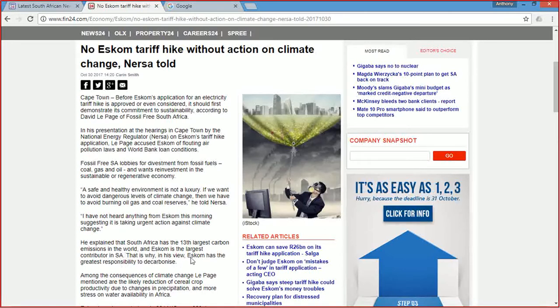Okay, good. So even look at this. In the article, this paragraph here at the bottom says he explained that South Africa has the 13th largest carbon emissions in the world. Okay, so there are hundreds of countries in the world, and we are number 13 in terms of being the largest carbon emissions polluter. Yes, sir. And that's why Eskom has the greatest responsibility to decarbonize. Decarbonize obviously meaning to go more green, to produce less pollution.